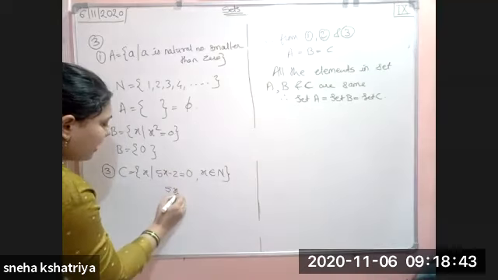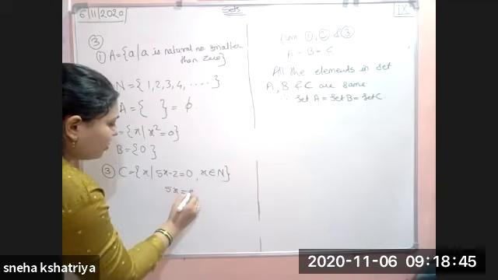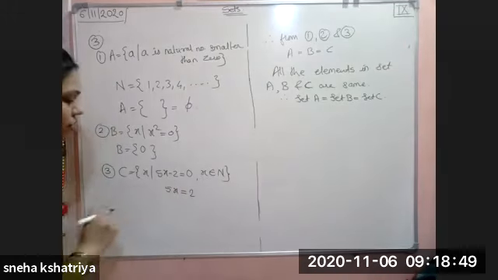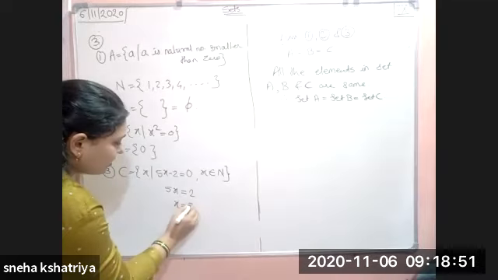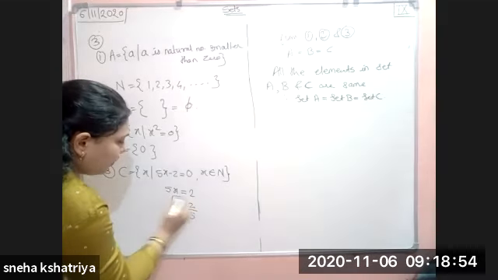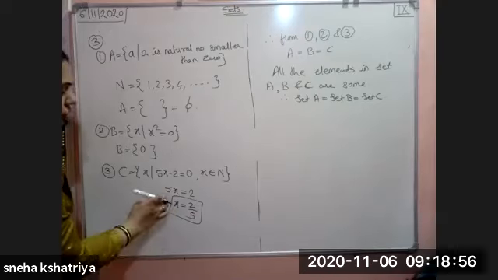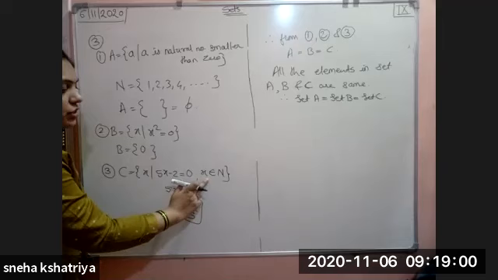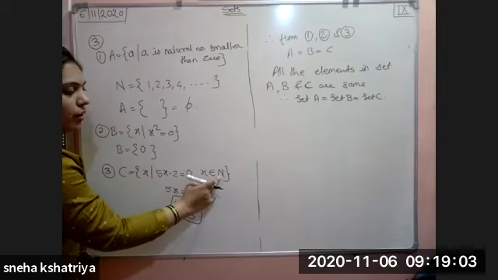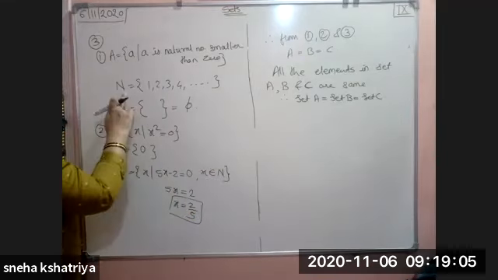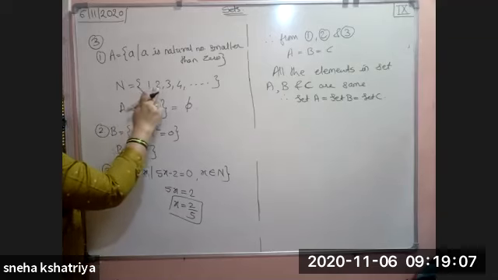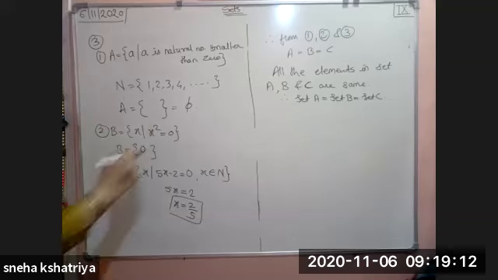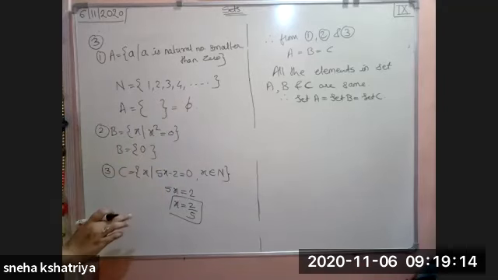So first we write 5x is equal to 2. This minus 2 shifts to the right side. So we get 5x is equal to 2. So what is the value of x? Dividing by 5 here, we get x is equal to 2 upon 5. But what is the condition on x? x belongs to natural numbers. And here we have seen that natural numbers start from 1, 2, 3, 4. There is no fraction element in natural numbers.